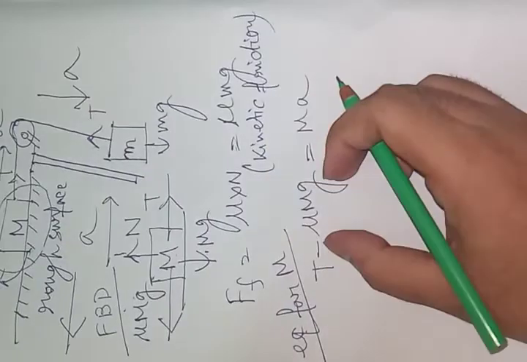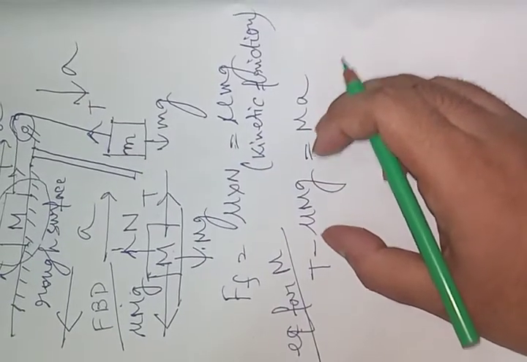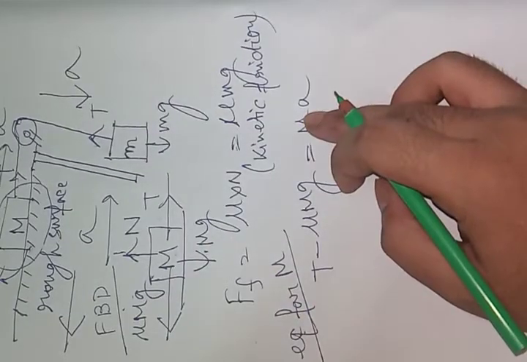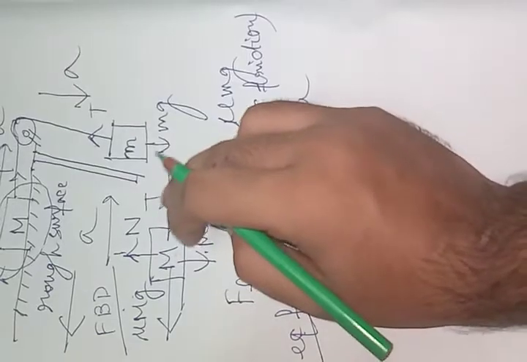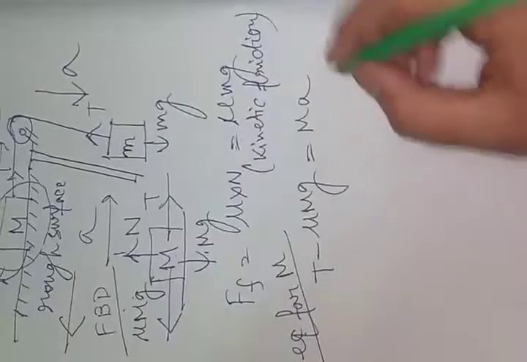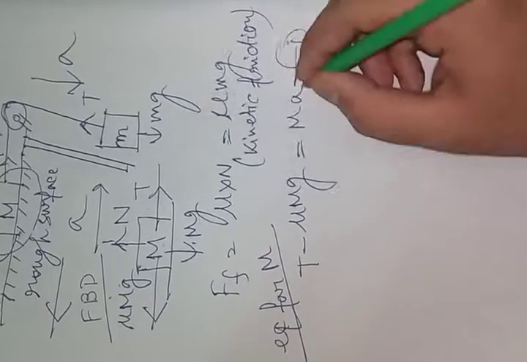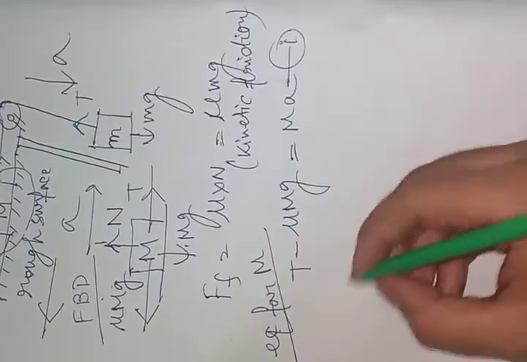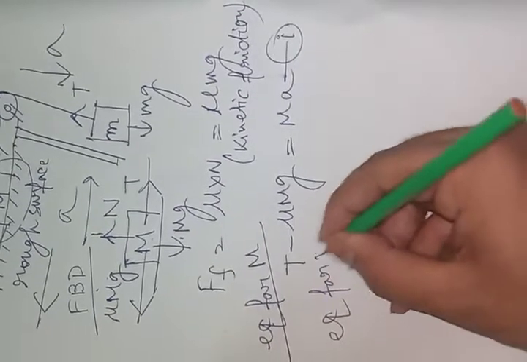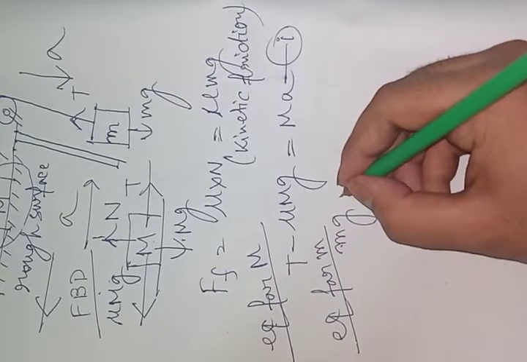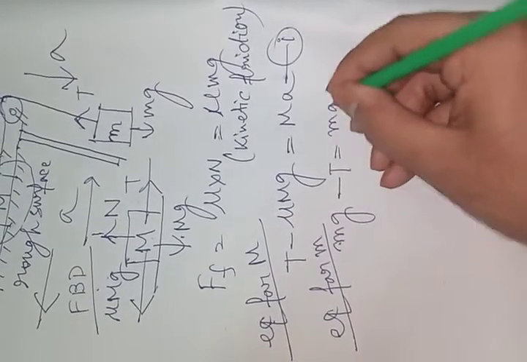Ma. Now we are getting some different equations because friction is present. So T minus mu mg equals Ma, because this tension force is greater than this force, and that's why it will gain some acceleration in this direction. So this is equation 1. And for this small block m that is hanging, the equation for small m is mg minus T equals ma.